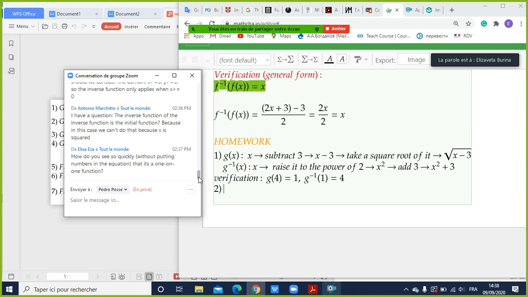The inverse function of the inverse function is the initial function, because in this case we can do that because x is squared. Wait a second. How do you see so quickly, without putting numbers to the question, that it's a one-to-one mapping function? I'm going to first answer Elisa's question. I see it because I know what the square root looks like, and in my yesterday's presentation I also showed you that whatever we put inside the square root, it will always look like this, an arc, and it will always be a one-to-one, just because square root is defined like that.